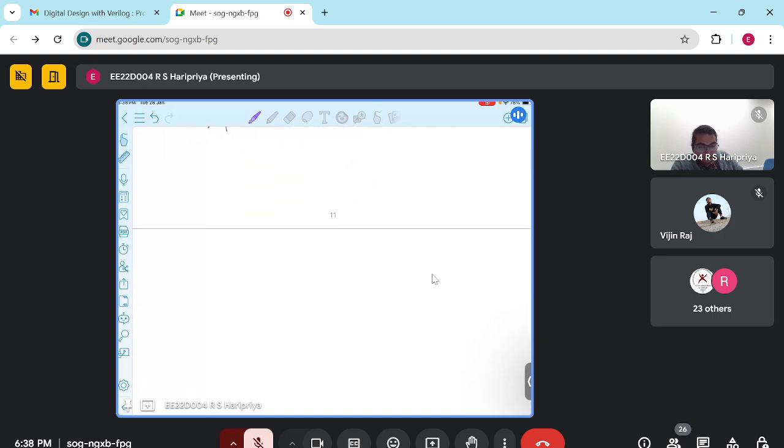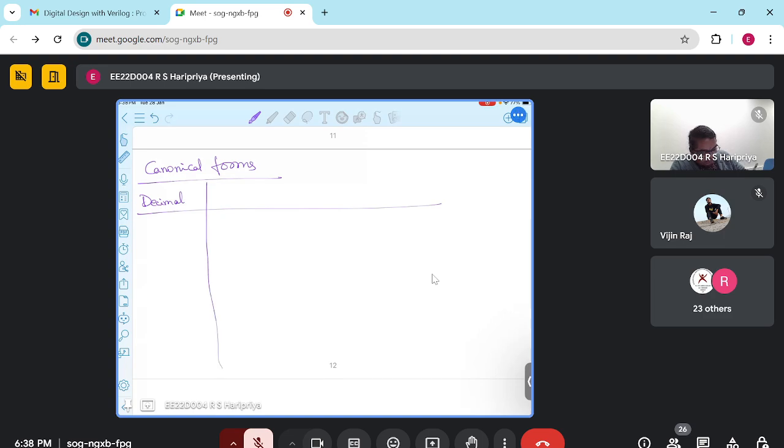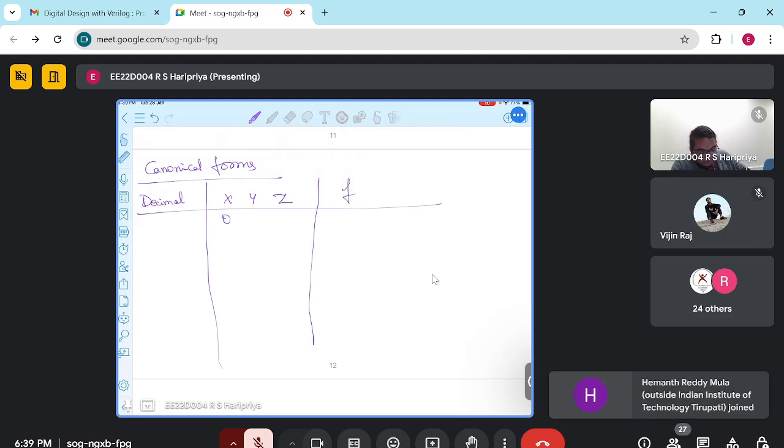So let us take some example. Canonical forms. So if we consider the decimal equivalent, and x, y, z, a 3 variable function with output f. So we will have 8 combinations.